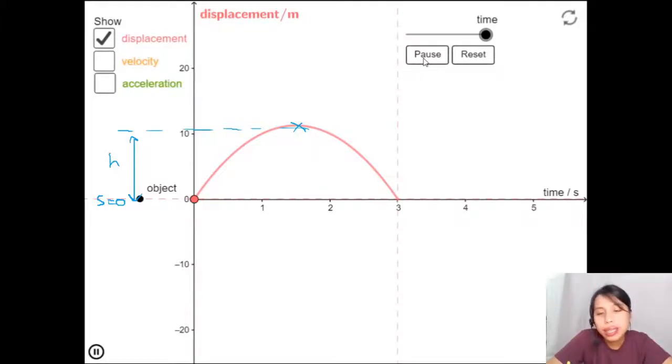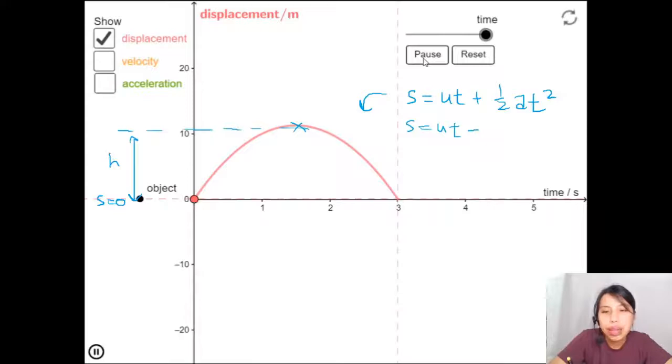But the question is, why is it curved? Well, there's this kinematics equation: s = ut + ½at². How does this relate to the graph? First, this looks like a quadratic shape. If we rearrange this a little bit, s = ut + ½ at², and acceleration is negative 9.81, right? So we have negative 9.81 t squared.